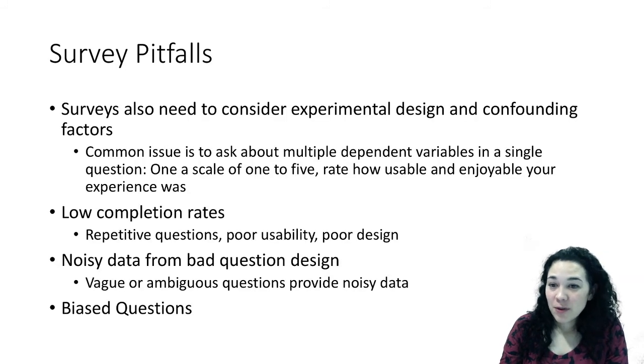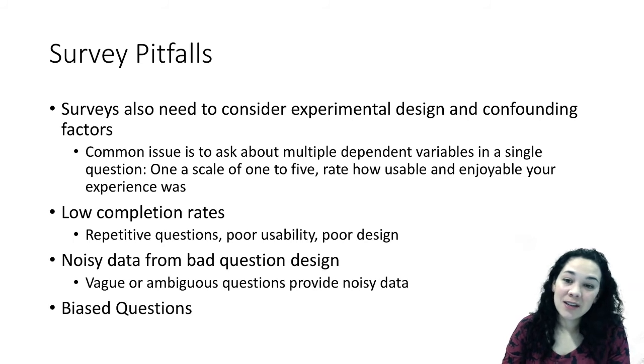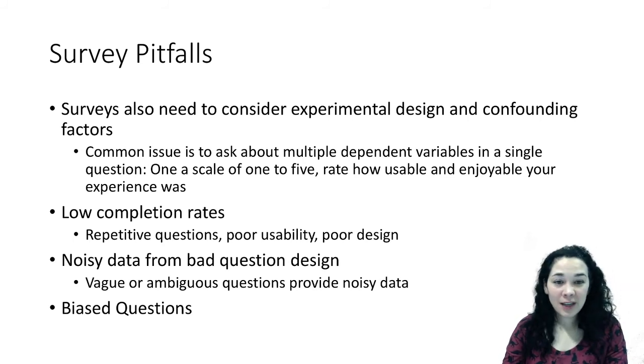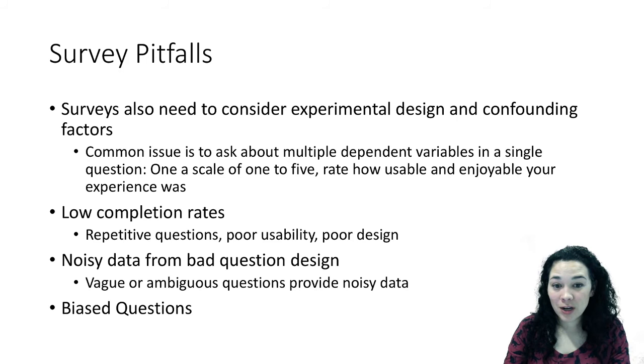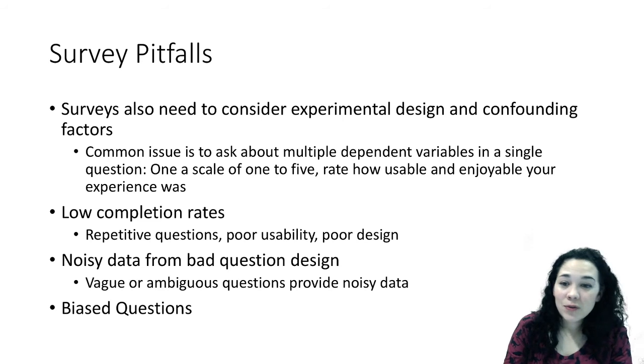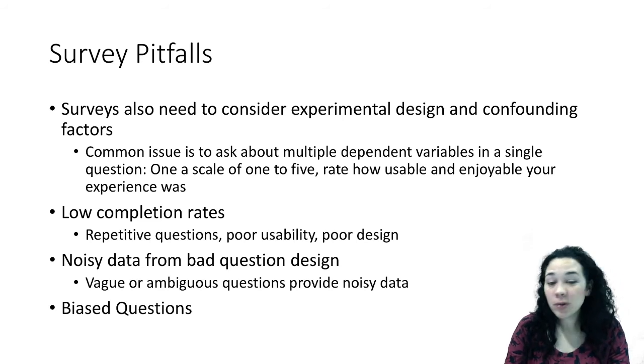So let's talk a little bit about the survey pitfalls. There's a lot of ways that surveys can go wrong. Surveys also, like our quantitative data, need to consider experimental design and confounding factors. Having a well-designed survey question that investigates a single variable is important if you want to actually extrapolate those results and make meaningful conclusions. A common issue, for example, is to ask about multiple dependent variables in a single question.